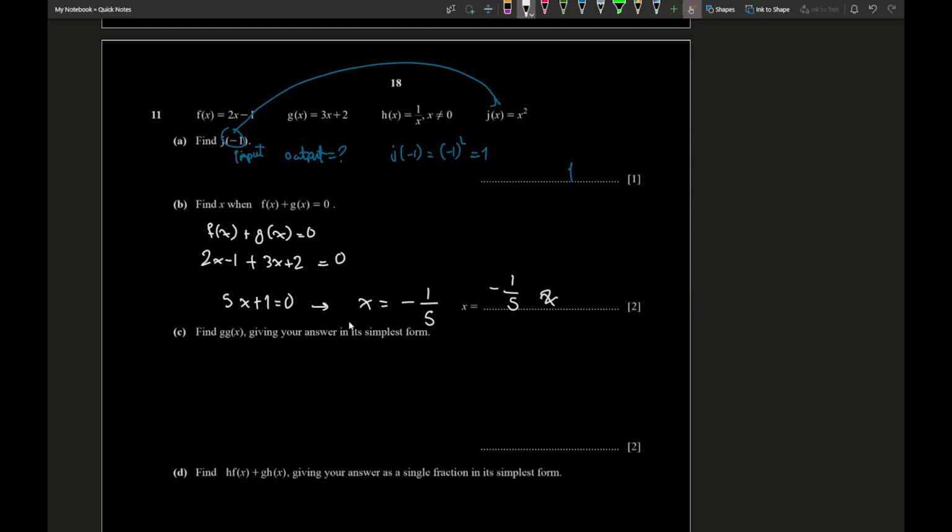The next one says find the composite function gf of x, giving your answer in its simplest form. gf of x is the same thing as g of f of x. So literally f of x is your input. You substitute x with f of x. We know that g of x is equal to 3x plus 2.